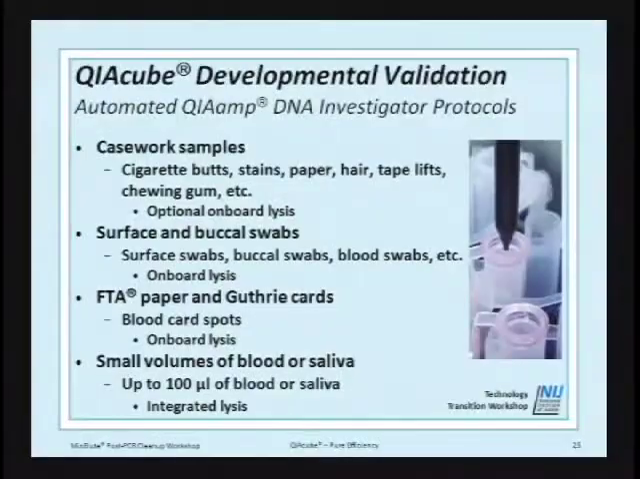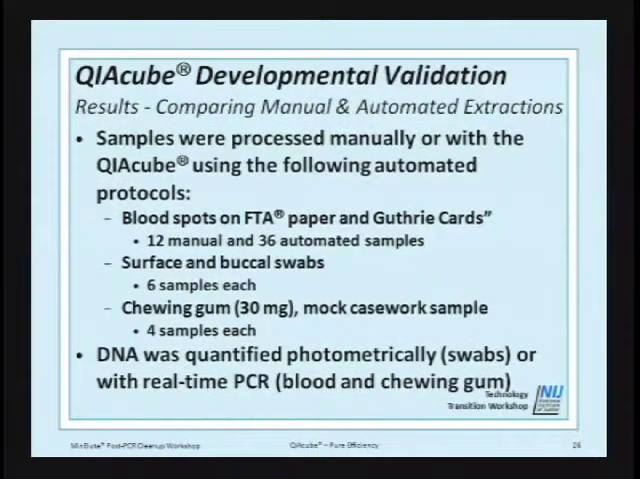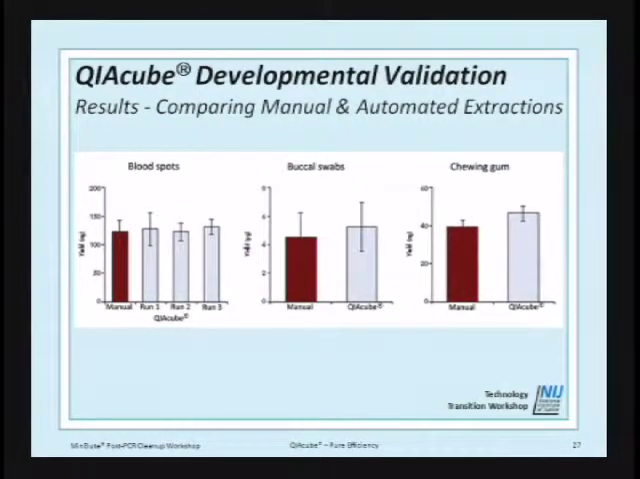Now, as far as developmental validation, when testing the DNA Investigator kit, there was a variety of samples that were put on the QIAcube and processed, sort of forensic type samples. And so next slide we'll see compared also manual and automation extractions. We used the FTA paper, and what you can see is it's fairly similar results comparing the manual and automated extractions.